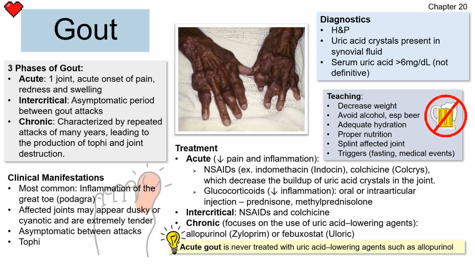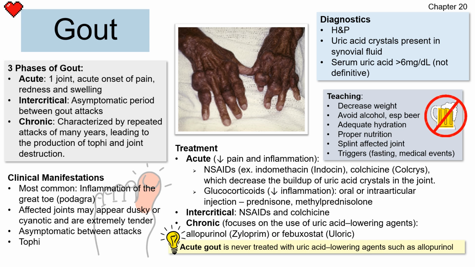Then we have the chronic phase. So this is when the patient has had this for years. They've had attacks come and go, and this eventually will lead to tophi, which is pictured here. This is the deformity for gout. Tophi, when you think of tophi, think of gout, and joint destruction over time. Okay, so gout can also lead to irreversible joint damage.